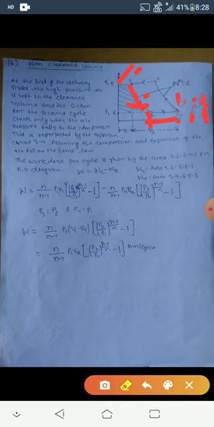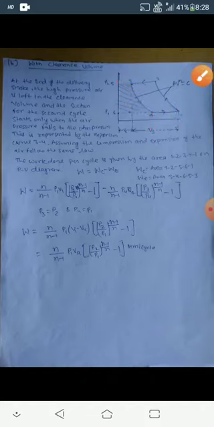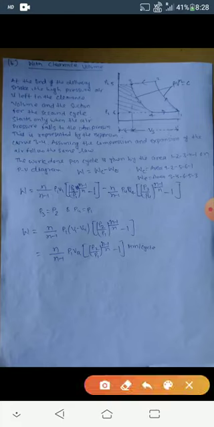Sorry, I am writing here V1 minus V4 is the effective swept volume. Okay, now I am going to find the total work done per cycle, which is given by the area 1 2 3 4 1 on the PV diagram. This is our working area.